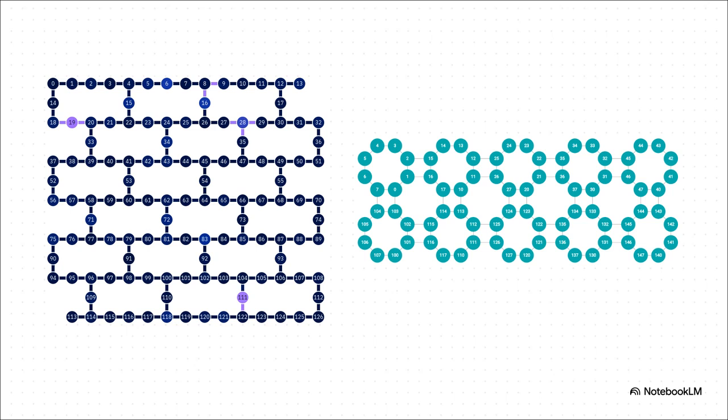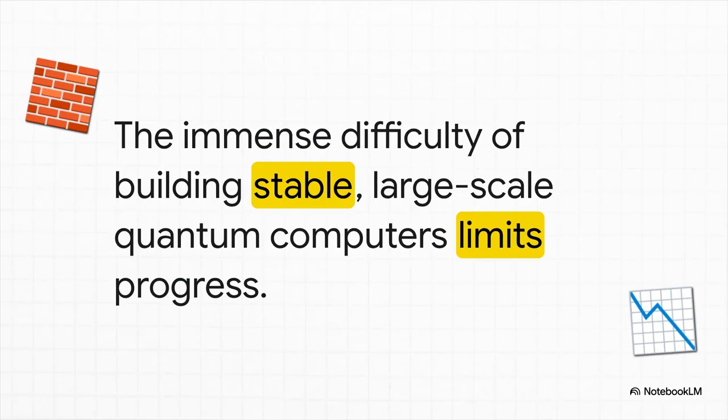Every single time you want to run a program, you have to twist it and bend it to fit onto this very specific, very fragile hardware. It means programmers are spending all their time fighting the machine instead of doing the cool science. So that's what we call the hardware gap. It's like we're trying to build a skyscraper on quicksand.